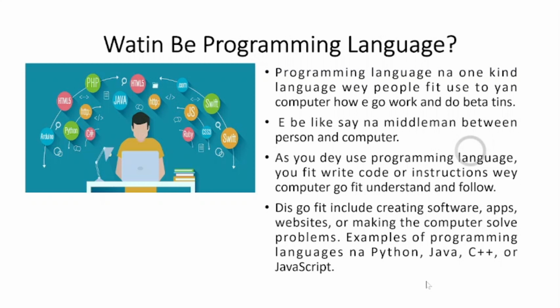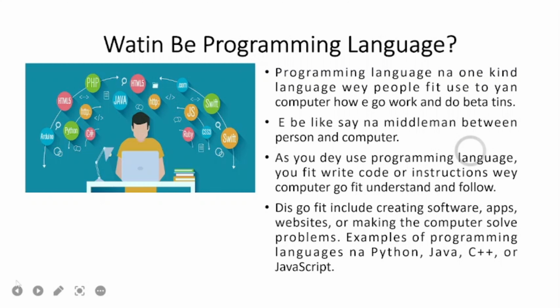As you dey use programming language, you fit write code or instruction wey computer go fit understand and follow. Meaning say we dey use programming language give computer instruction wey im go follow, wey im go fit take execute. This go fit include creating softwares, apps, websites or making the computer solve problems. Examples of programming language na Python, Java, C++ or JavaScript. All of these things wey I just mention na the type of languages wey we get, wey we take dey translate wetin human being write into wetin the computer go fit understand.